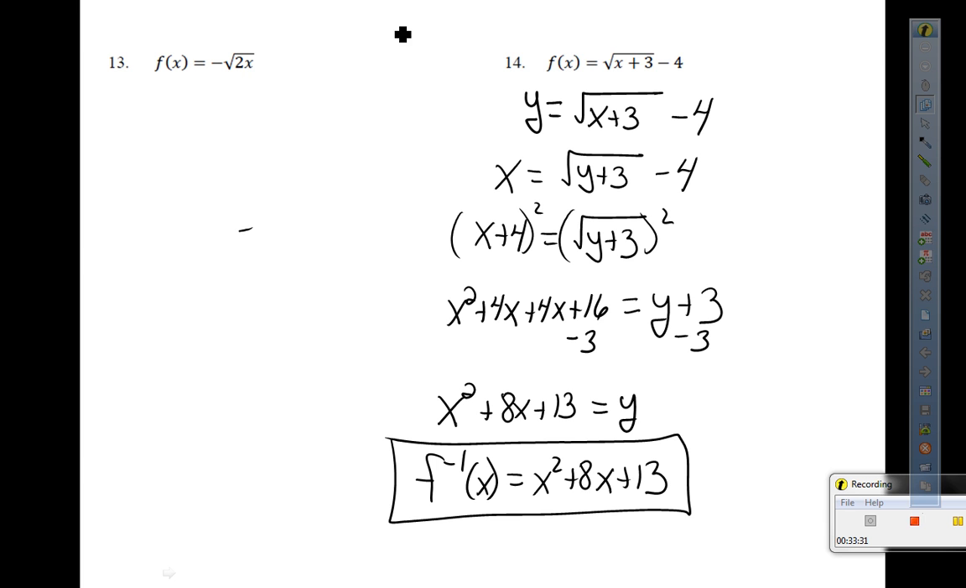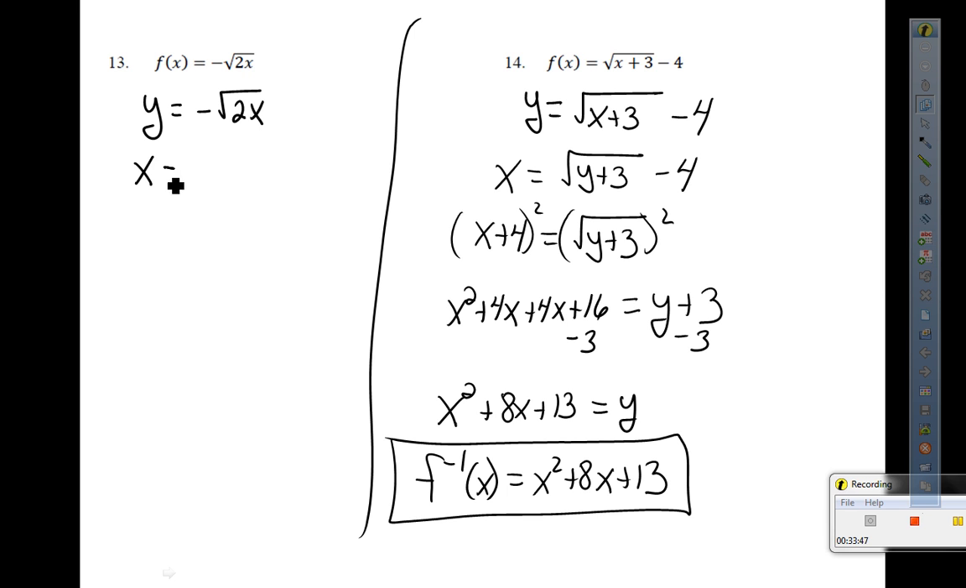So same steps on number 13. Switch the x and the y. So y equal the opposite of the square root of 2x. Switch the x and y, so I got x equal the opposite of square root of 2y. I know I said switch x and y twice instead of rewrite it. Hey, now I'm going to square both sides. Well, when I square this side, I got x squared.